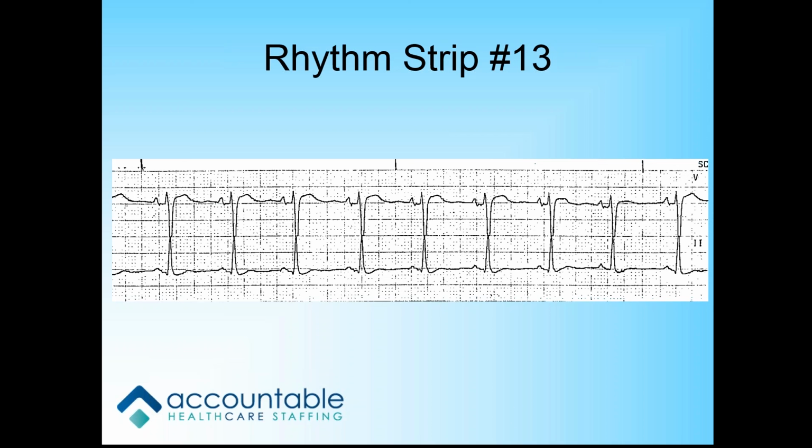Okay, let's take a look at number 13. What's our rate? 80. Is it regular or irregular? Regular. Do I have a P for every QRS? Yes. Do I have a QRS for every P? Yes. What's that rhythm? Normal sinus rhythm. Perfect. Oops, I don't have a pulse. Oh, then pulseless electrical activity. Perfect.